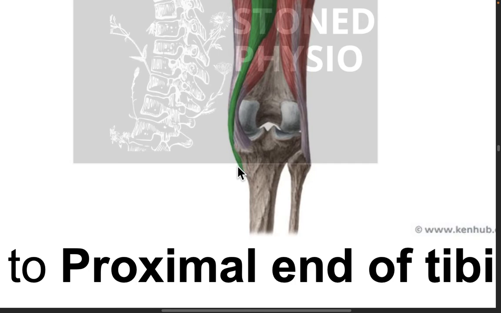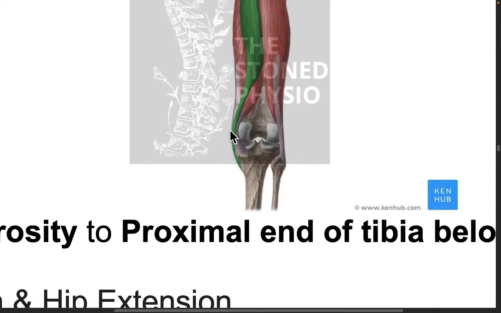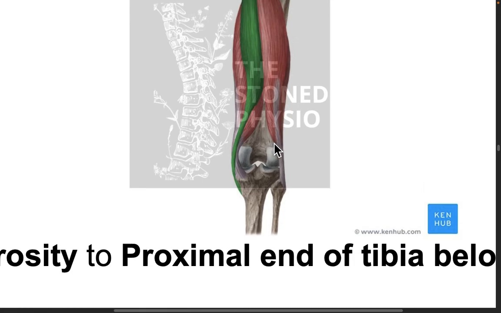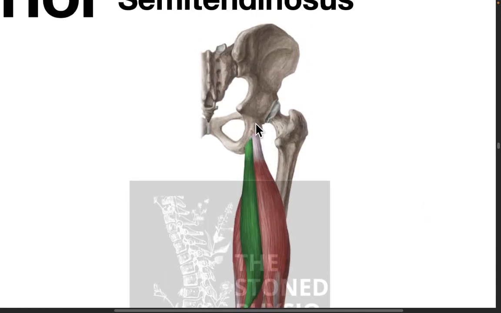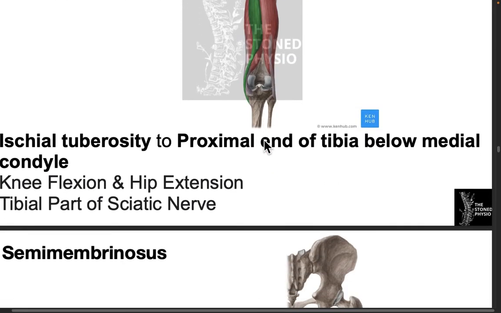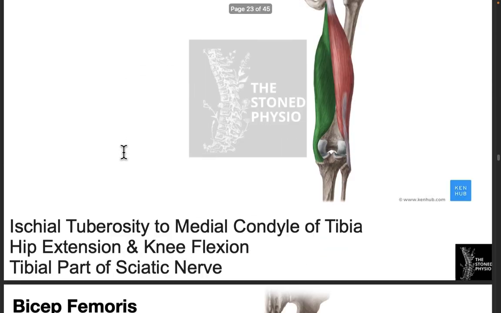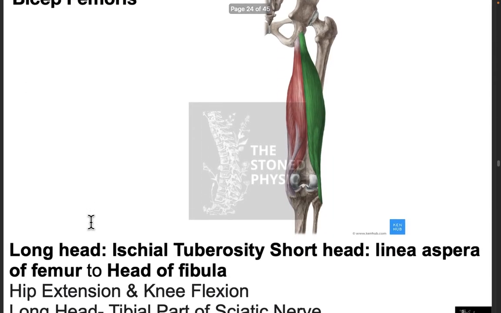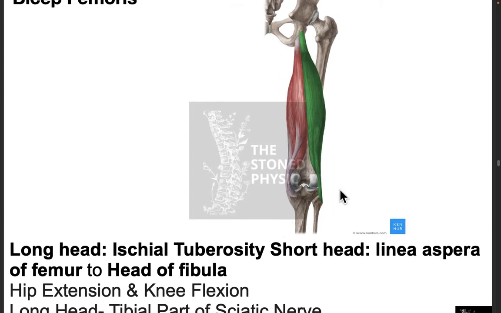Why is it called semitendinosus? Because it has a big tendon, the muscle tendon that is present. Semitendinosus and semimembranosus. And of course the insertion of the biceps femoris is on the head of the fibula. All these muscles have their origin more or less from the ischial tuberosity, and from the ischial tuberosity they go all the way up to different insertions.